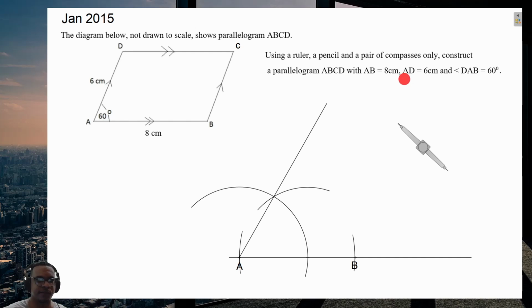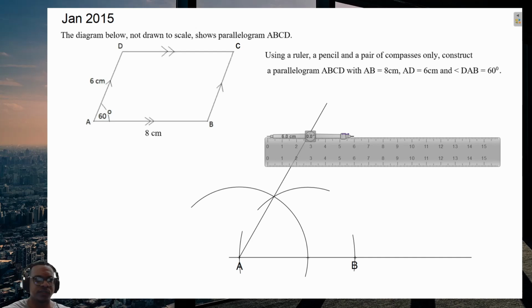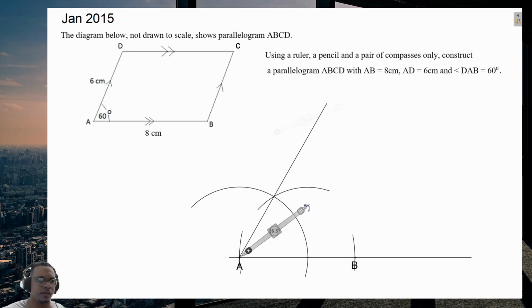Then we have the line segment A to D is 6 centimeters. That means from this endpoint A, 6 centimeters along this line would be the endpoint D. So I'll open my compass out to 6 centimeters. I'll place my compass point at A with my compass open out to 6 centimeters and make an arc to cut this line. Where this arc cuts this line, that will be our endpoint D.